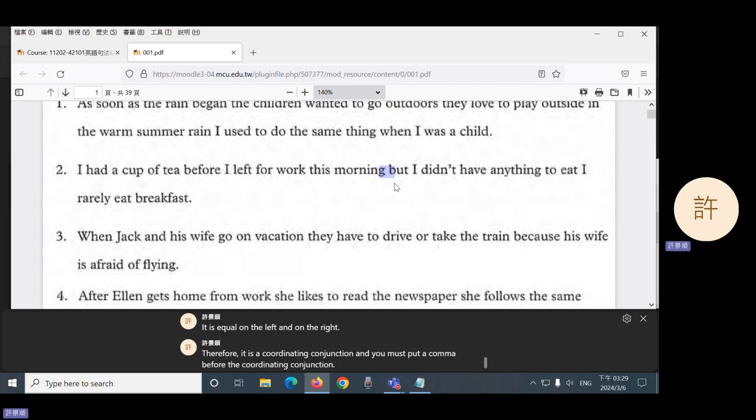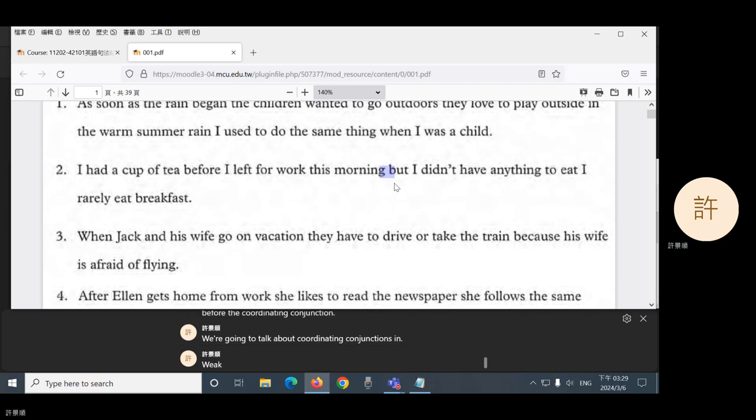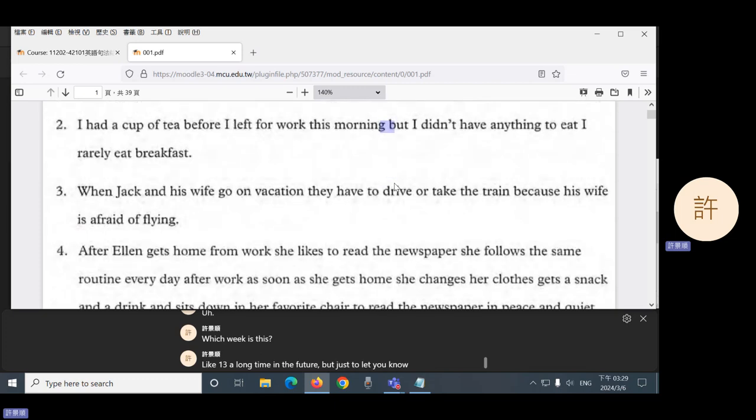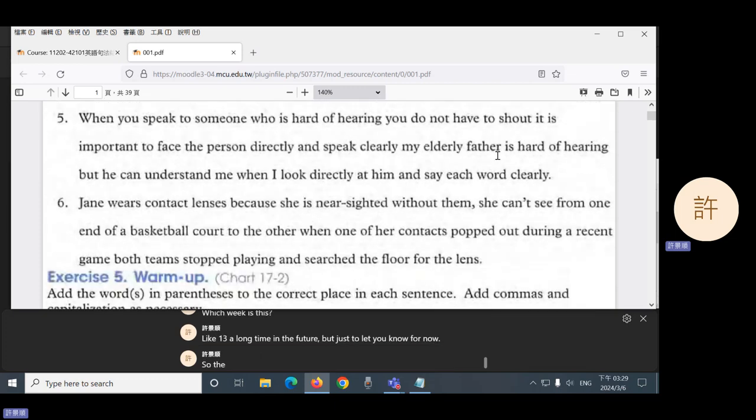We're going to talk about coordinating conjunctions in week 13, a long time in the future, but just to let you know for now. So the same thing in question 5.